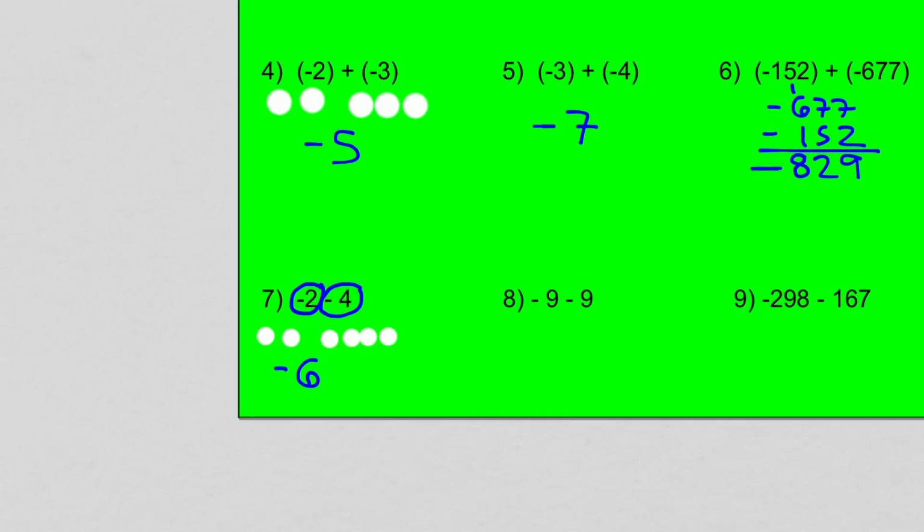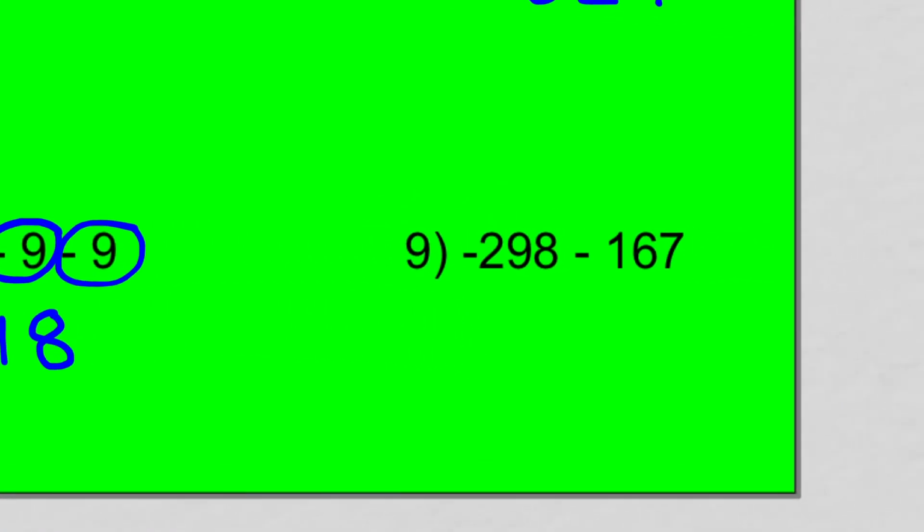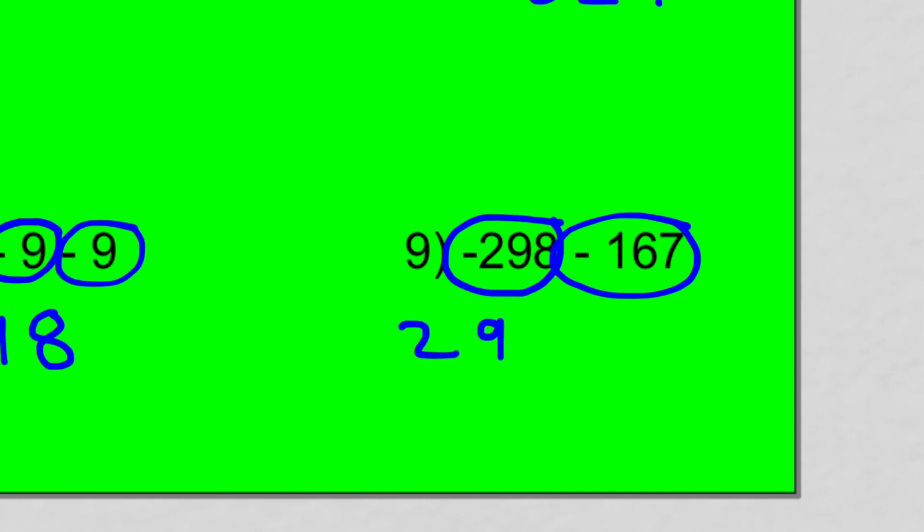In fact, every time when we have 2 integers that are the same, or that have the same sign, we add them up. So right here, remember, sign in front of the integer goes with the integer. That's -9. That's -9. I have 9 negatives and 9 negatives. Altogether, I have 18 negatives. And over here, I have -298. I have -167. Since both integers have the same sign, I add them up.